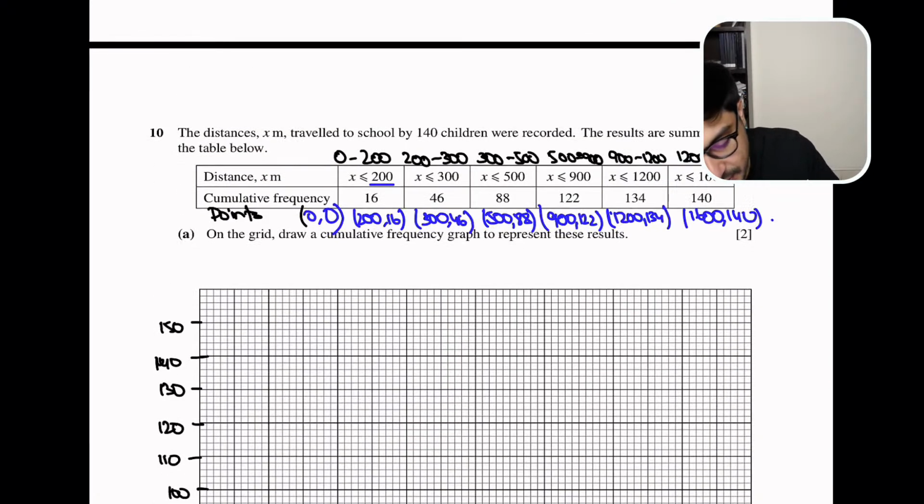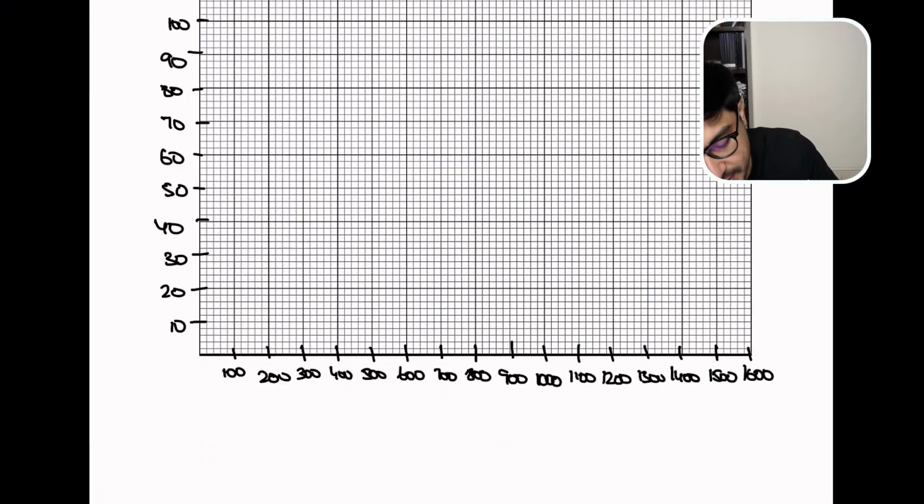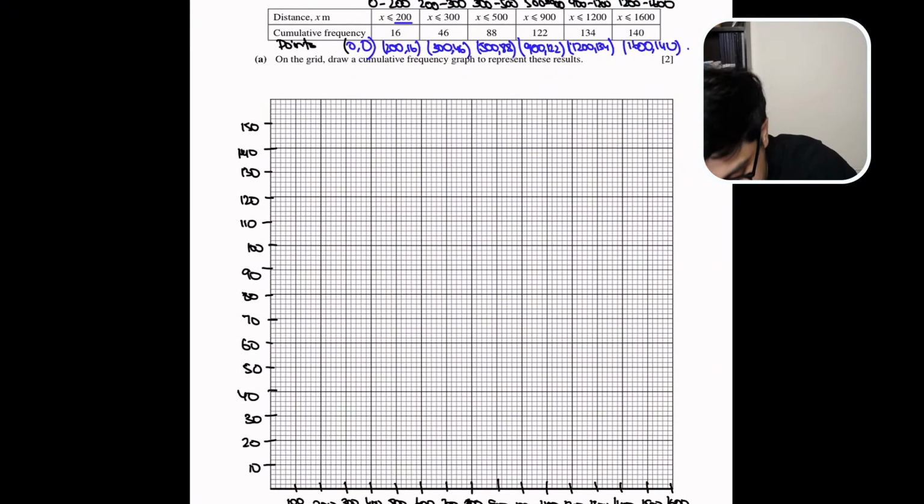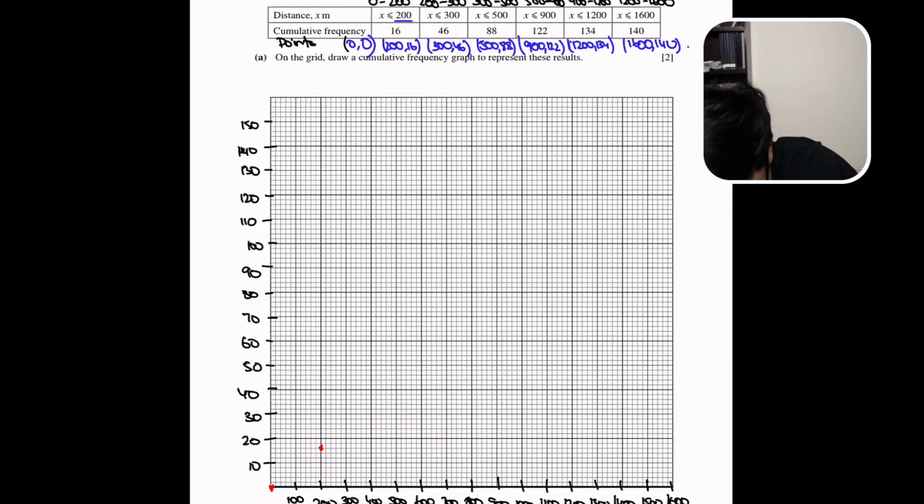So what happens is, now we need to just plot these. Points are given to us. The first one is 0, comma 0. The second one is 200, comma 16, which is over here. Then it's going to be 300, comma 46, which is going to be here.